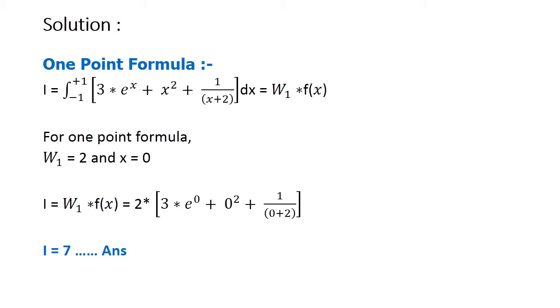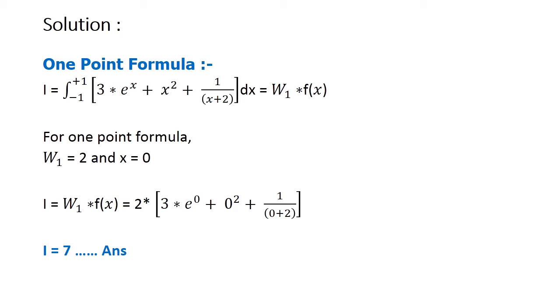where w is known as the Weighing function and x is the independent variable. So it is the Weighing function into the function of the independent variable, f of x. For the one point formula, the value of w1 is equal to 2 while the value of x is equal to 0. In the case of the one point formula, the integral is written as capital I is equal to w into f of x, where w1 is equal to 2 and x is equal to 0.